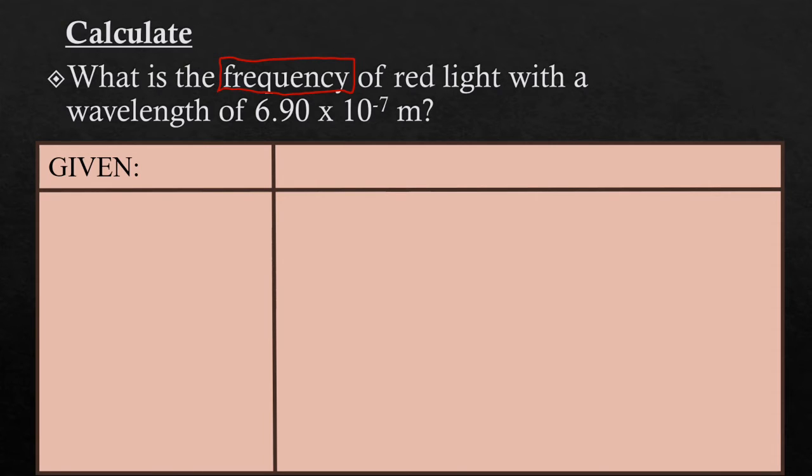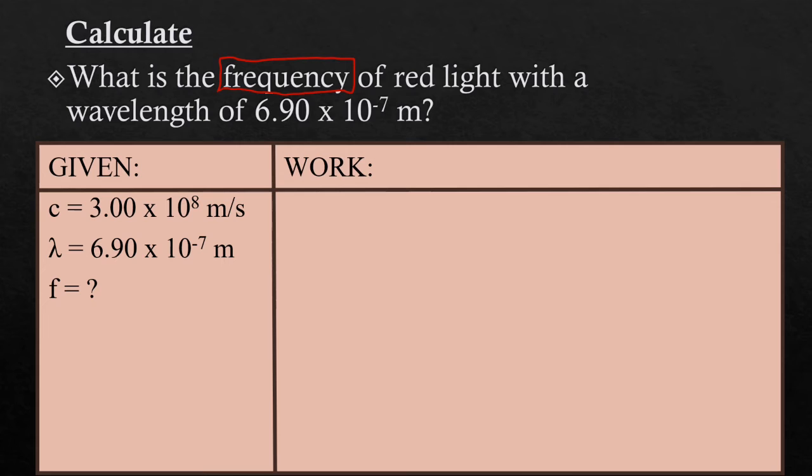So let's start with C. C is always going to be 3 times 10 to the 8 meters per second. Remember, that doesn't change. It's a constant. Next, I have a wavelength that's given to me in the problem. And finally, frequency, which is what we are solving for, so it gets a question mark.